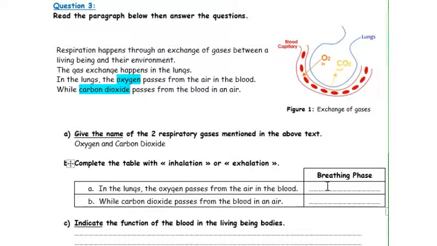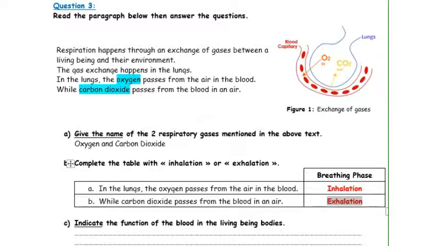Okay? When the air is moving from the outside into the body, this is inhalation, breathing in. Carbon dioxide passes from the blood in an air. So carbon dioxide is passing to the outside, from the blood, from the body to the air. So it's for the outside. This is what we call exhalation, breathing out.